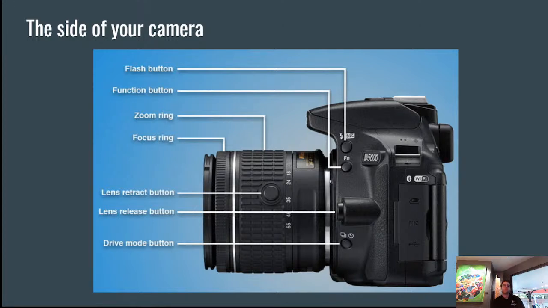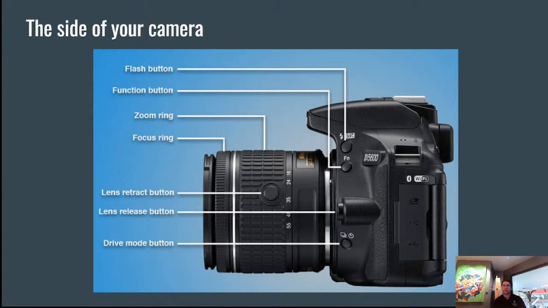Underneath the function button, we have the zoom ring. The zoom ring's pretty self-explanatory. As long as you have a telephoto lens that goes from a lower to a higher number, when you move that ring, it'll adjust the actual focal length for the camera, and it'll make you feel like you're zooming into a subject or zooming away from a subject.